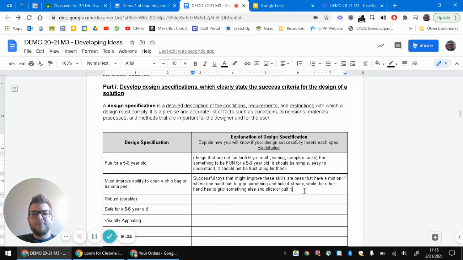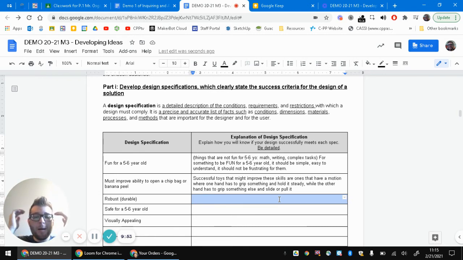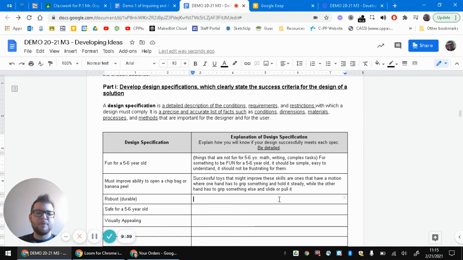So this right here is a nice description of what it would mean for a toy to successfully exercise that skill. Successful toys that might improve these skills are ones that have motion where one hand has to grip something, hold it steady, while the other hand has to grip something else and slide or pull it. So what I'm doing is making my thinking more specific about what this toy is going to be. All right, so I'm going to keep going here. I'll finish out this example. I'll try to do the last three of these.